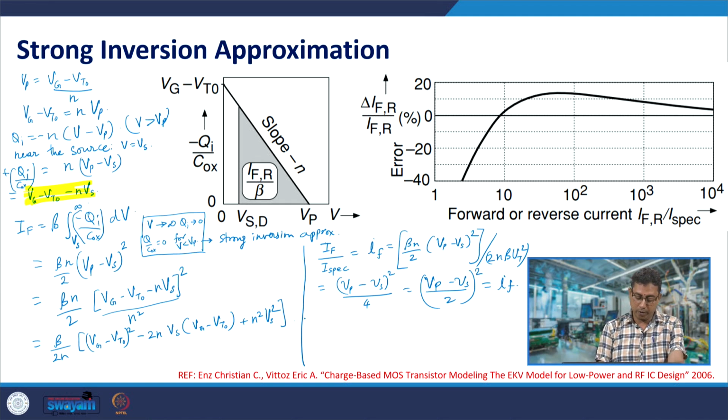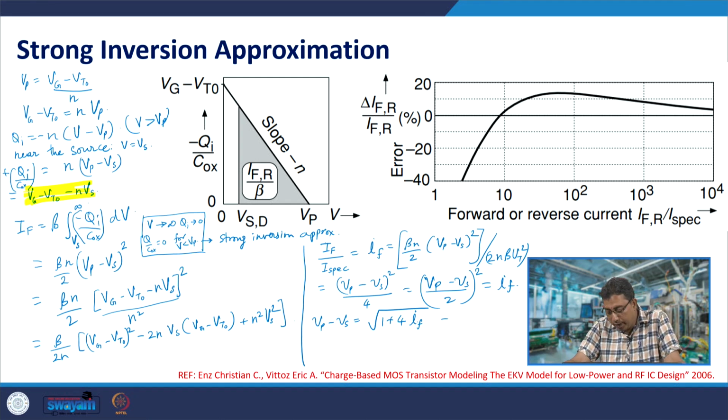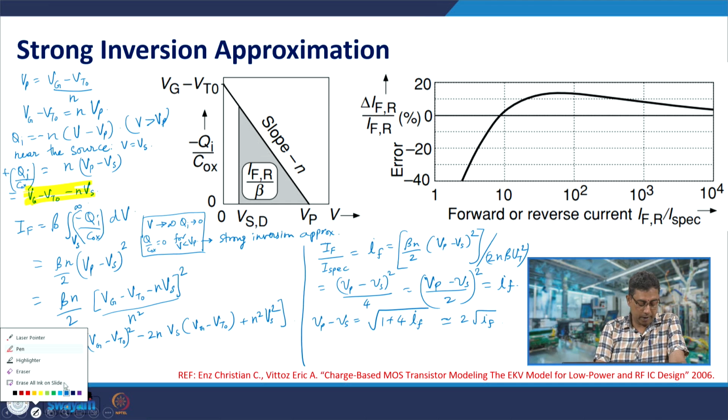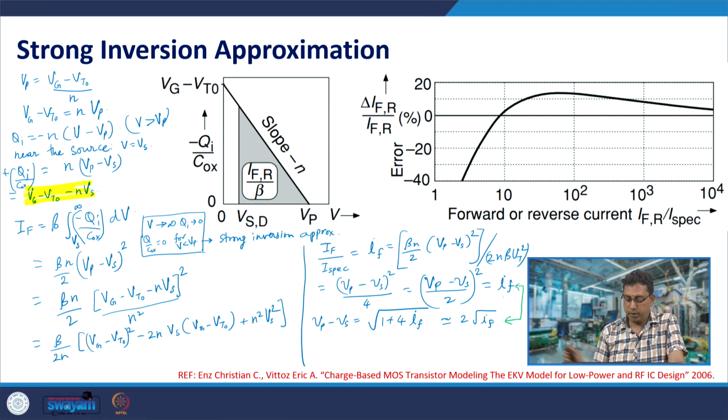Let us also look at it from the expression that we had derived in the earlier lecture, where we said that Vp minus Vs is 1 plus 4 If. In the strong inversion regime, this is the expression that is valid from the previous lecture. Since If would be quite large compared to the value of I spec in strong inversion, this would nearly be equal to 2 root If, and you can see that these two expressions are equivalent.